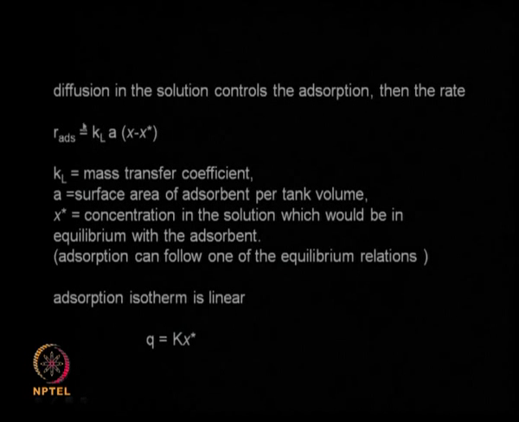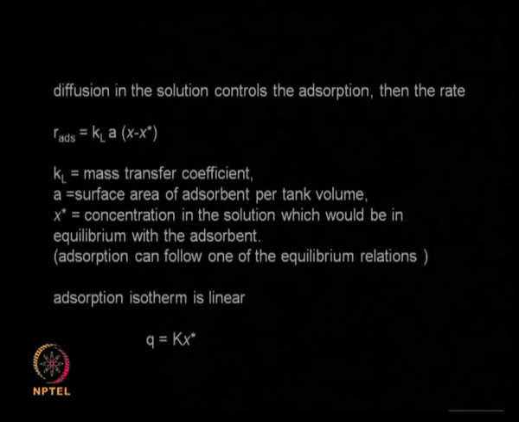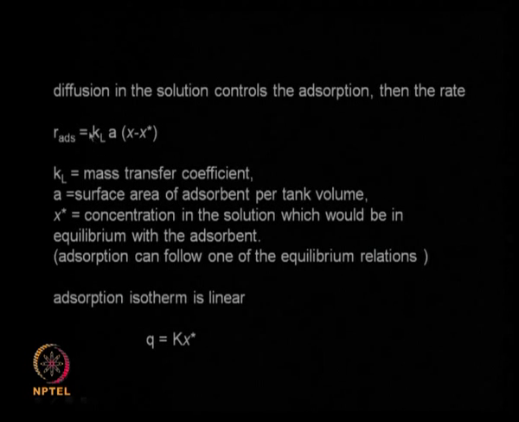KL is called the mass transfer coefficient, A is the interfacial area, that is the interfacial area between the liquid and the solid. So if A is very large, your rate of adsorption is also going to be very large. If A is very small, then rate of adsorption will be small. Similarly, if the driving force x minus x star is large, rate of adsorption will be very large. KL is the mass transfer coefficient, we can calculate it by doing experiments, and there are many experiments and chemical engineering techniques available which can help you to calculate KL.